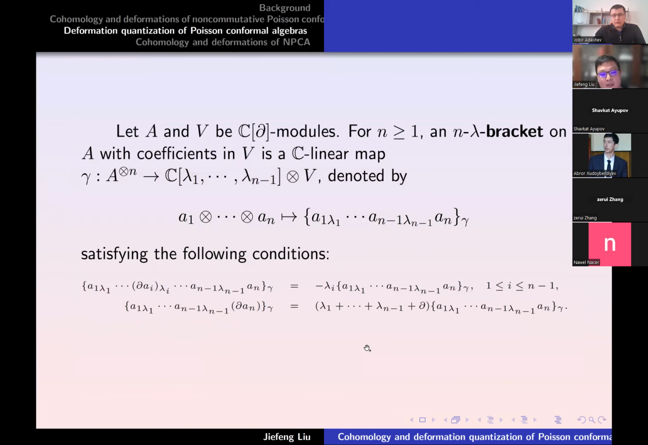Now we recall the cohomology theory of conformal algebras. Let A and V be the partial module. For n greater than or equal to 1, an n-lambda bracket on A with coefficients in V is a complex linear map denoted by this form, satisfying the following conditions. If we put partial in the first n-1 places, then we put here minus lambda I. If we put a partial in this place, then the coefficient here is like this.